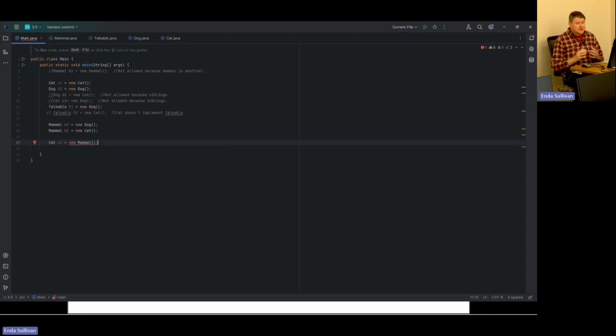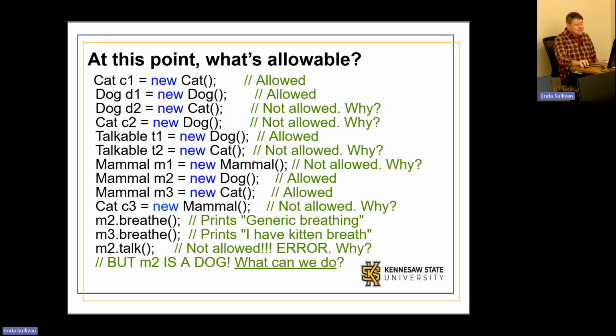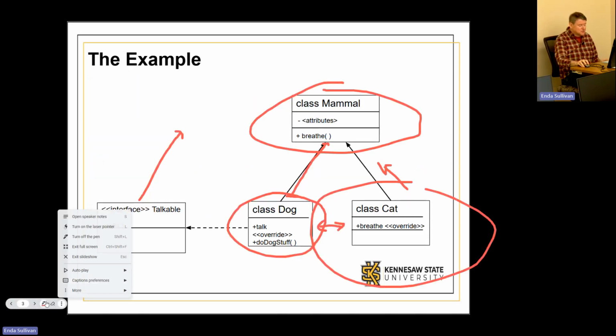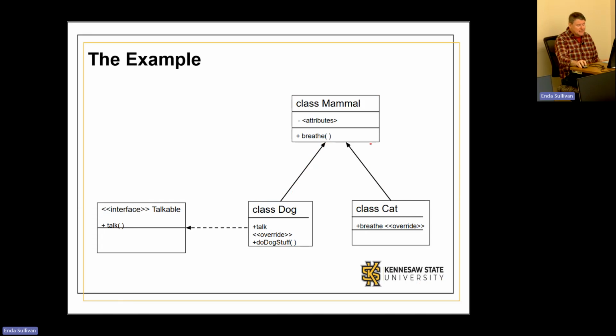Okay, this is not allowed because the directionality is wrong. It is the case that cat is a child of mammal, but it's not in the direction that we need it to be. I cannot use the child as the type and then try to put the parent onto the child. That's not allowed.